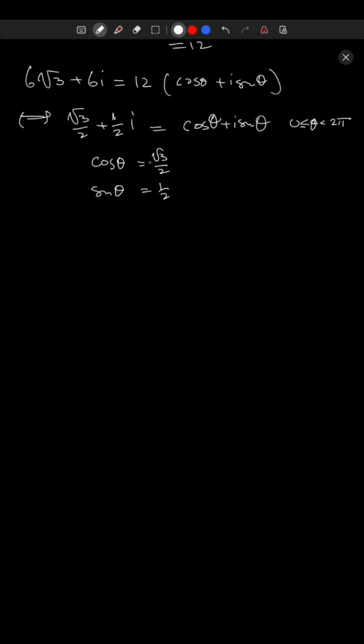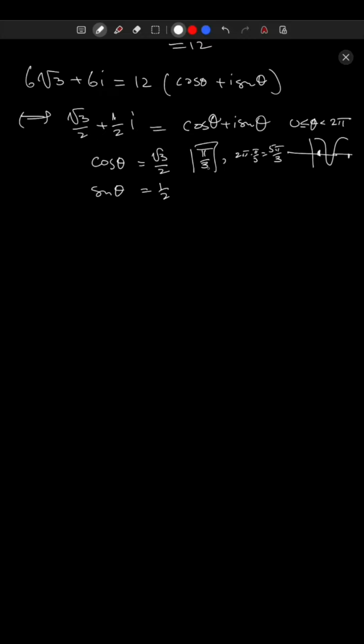So cosine theta between 0 and 2 pi, how do you get root 3 over 2? Well, 60 degrees, right? Or pi over 3. And then there's the other solution, right? So right there, 60 degrees. And then the other one was 300 degrees, all right? Let me use radians. So pi over 3 and 2 pi minus pi over 3, right? Which is 5 pi over 3. Okay.